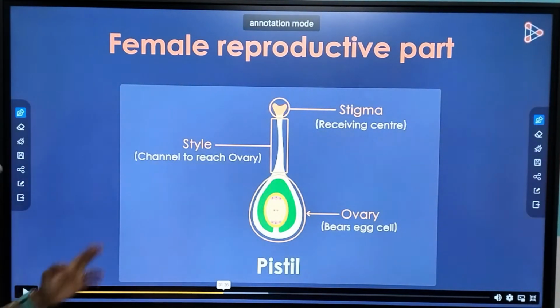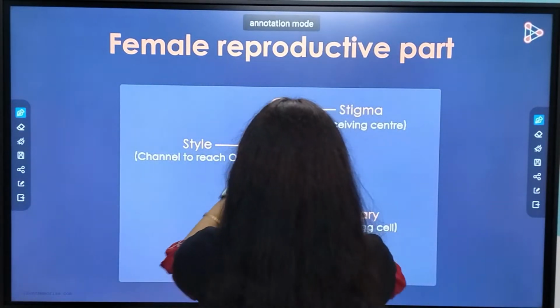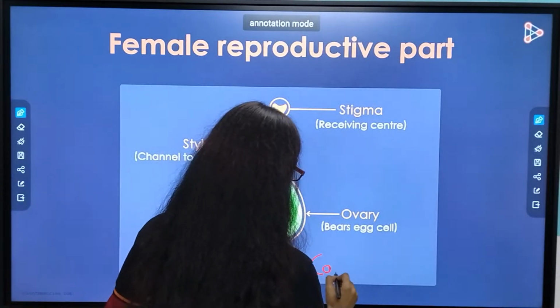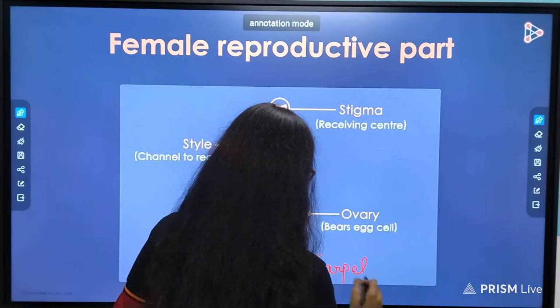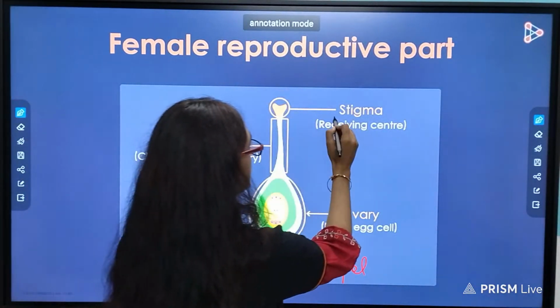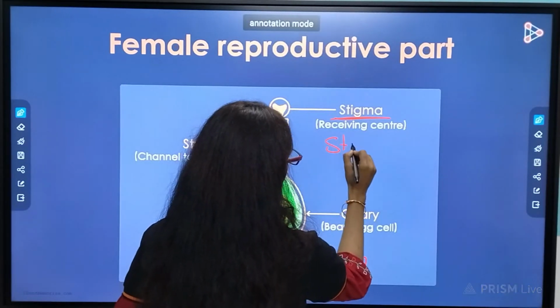So this thing I haven't told you yet. I have told you the total structure is known as pistil or carpel, which again consists of three parts. The upper part is sticky in nature, that is why the name is stigma.